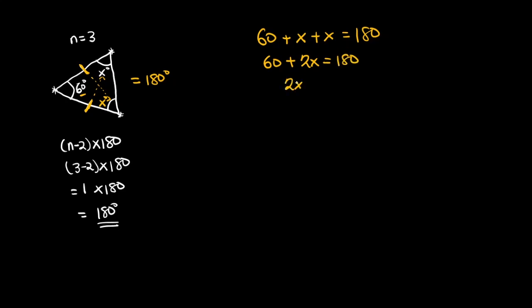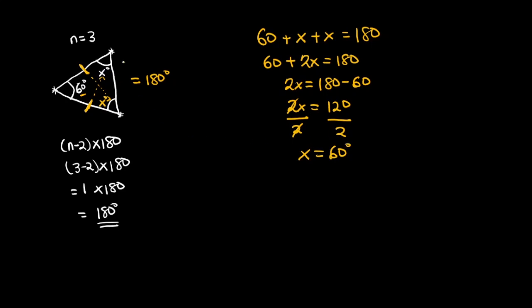So I have my 2x over here, and this will be equal to, I will move the 60 to the other side of the equal to sign, so I have 180 minus 60, and so therefore the value of 2x is equal to 180 minus 60, and this will give me 120. Okay, so if I divide both sides by 2 so that I get the value of x alone, the 2 will cancel the 2, my x will be equal to 60 degrees over here.